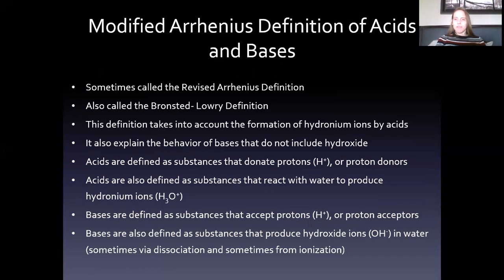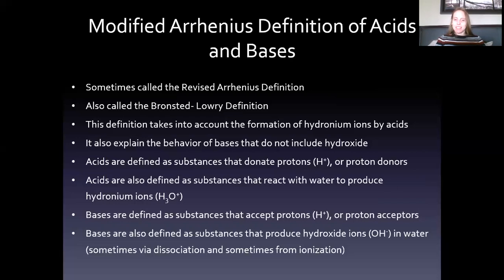So that's where the modified Arrhenius definition comes in. It's sometimes called the revised Arrhenius definition, also sometimes called the Bronsted-Lowry definition, because those were the guys who came up with the modified Arrhenius definition. This definition takes into account the fact that hydronium ions are formed by acids, not hydrogen ions. It also explains the behavior of bases that don't contain an OH, like ammonia.